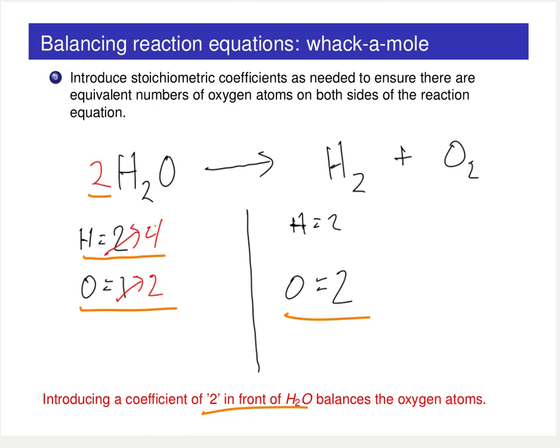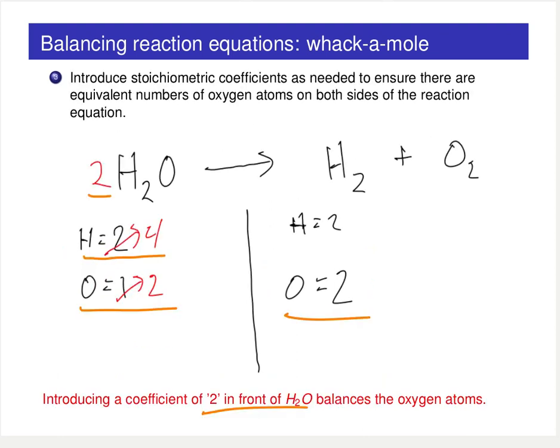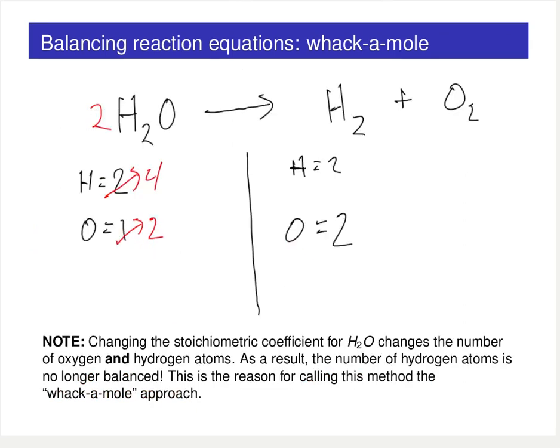So we saw in this previous step that we needed to balance oxygen, so we balanced oxygen, that was the mole we whacked, but then in whacking that mole, another one popped up, hydrogen, okay? And so what we're going to have to do now is introduce another stoichiometric coefficient in order to get this side to match up. And of course, that's going to be carried out by introducing another stoichiometric coefficient of 2.